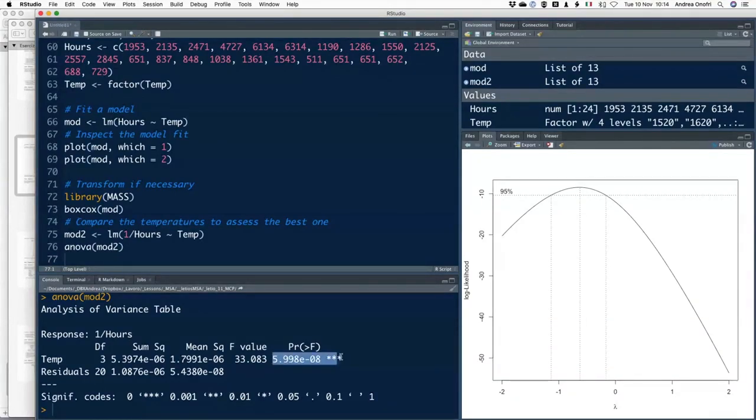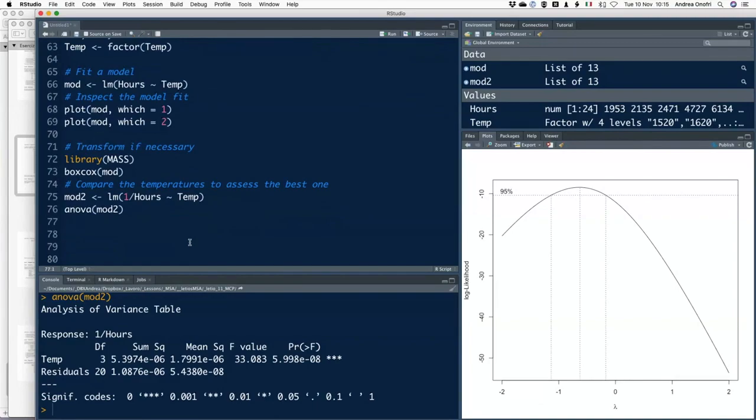So we see that the difference between temperatures is very highly significant. So we have a very negligible error probability of false positive. We reject the null, and our data support such a rejection pretty well. So now we need to decide which temperature is the best. Let's look at the means.